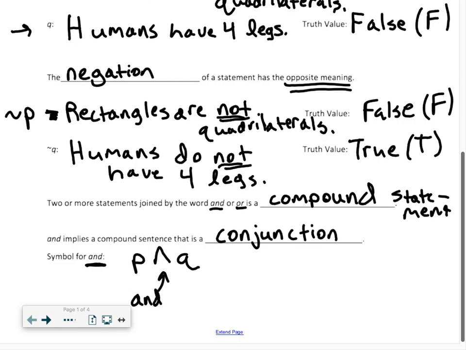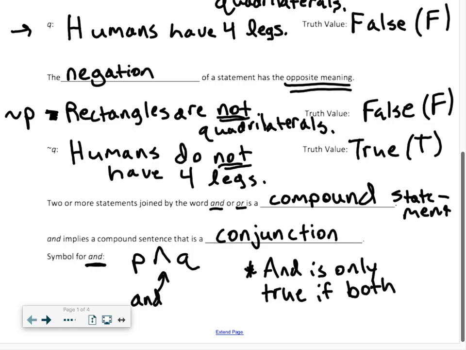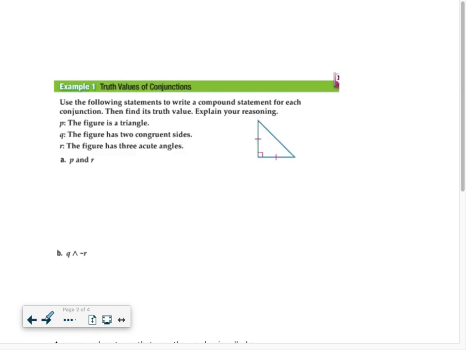So the only way an "and" can be true, and you might make note of this, is if both statements are true. Okay, "and" only works if both statements are true. So keep that in mind as we continue through this lesson. All right, so truth values of conjunctions.